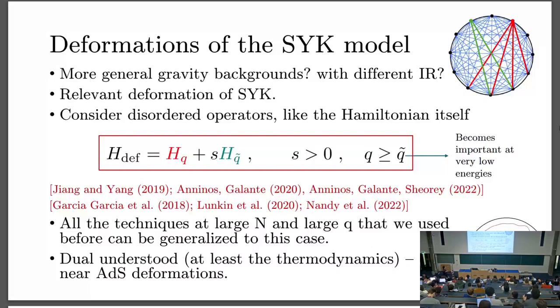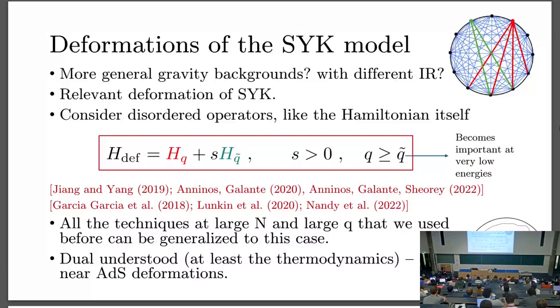But if one considers a disordered operator, like the Hamiltonian itself, so essentially we take an SYK Hamiltonian deformed by another SYK Hamiltonian, then this deformation would be relevant as long as the number of fermions in the second Hamiltonian is lower than the number of fermions in the original Hamiltonian. This case is solvable, so all the techniques that I said existed at large N and large q can be generalized to this case. And further, the dual, as I said, is well understood, at least at the level of thermodynamics, and so on.